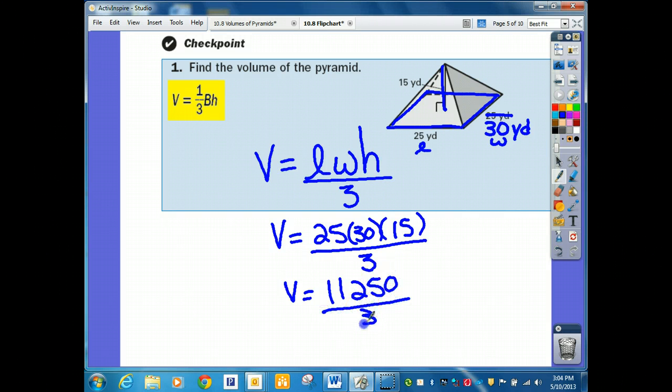Divide that by 3. Now what do they want us to do? Do they say round this one at all? What do we get for the volume equals? 3,750. 3,750. All right, so that comes up to the whole number, and it is yards cubed. Excellent. Questions?